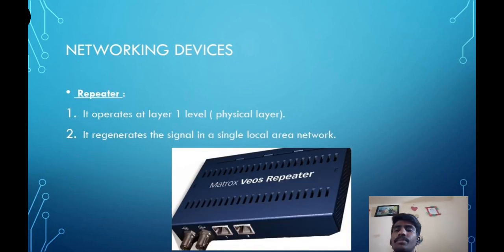A repeater is a layer 1 device, also known as the physical layer. It regenerates the signal in a single local area network, so it works on a single local area network. As I told you before, an extension of star topology can be done using a repeater.